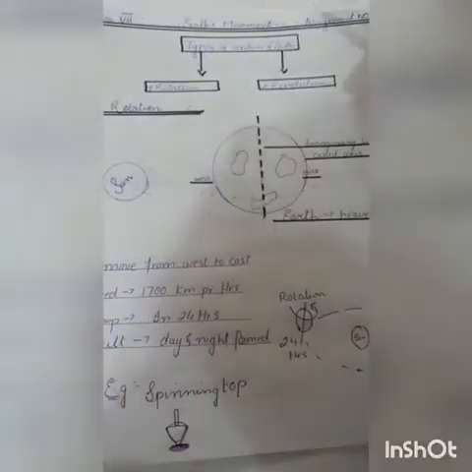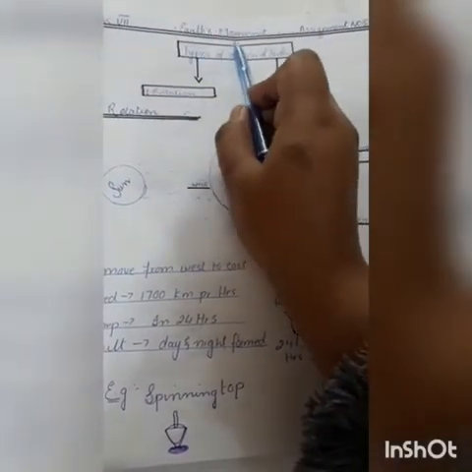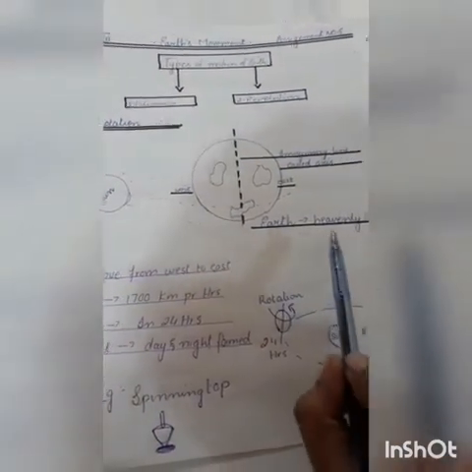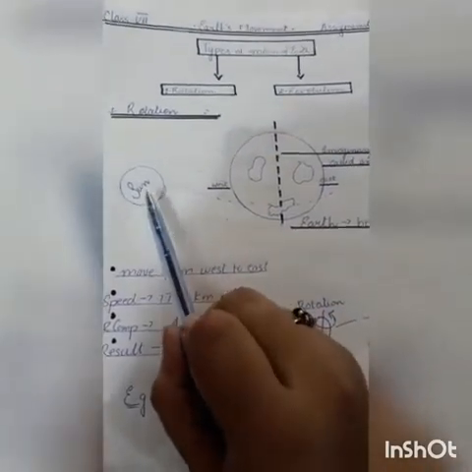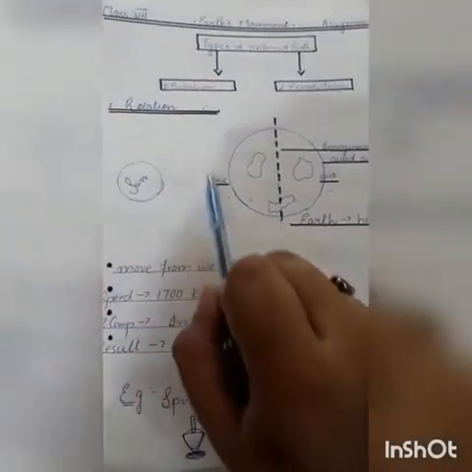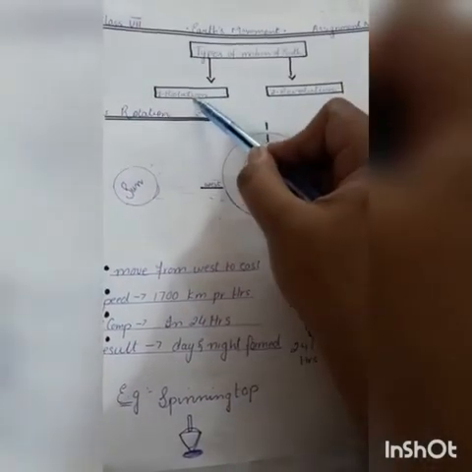Okay students, today we will discuss assignment number 5 and the topic is earth movements. Students, as we know, the earth, which is also known as a heavenly body, is a planet of the sun and revolves around it. So there are two types of motion of the earth.